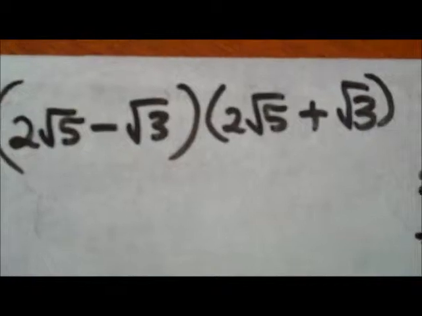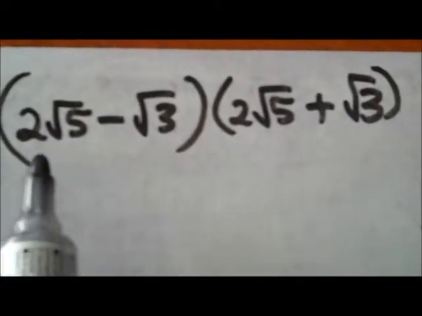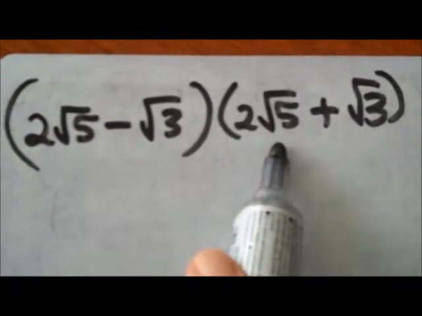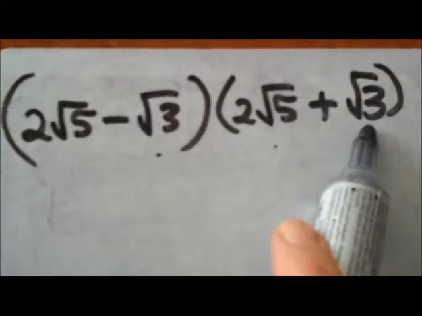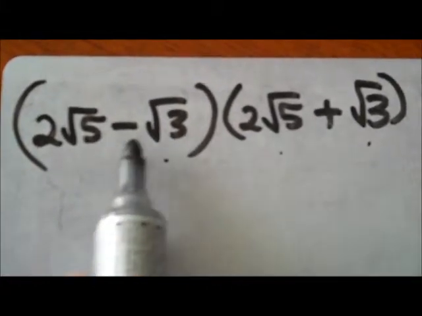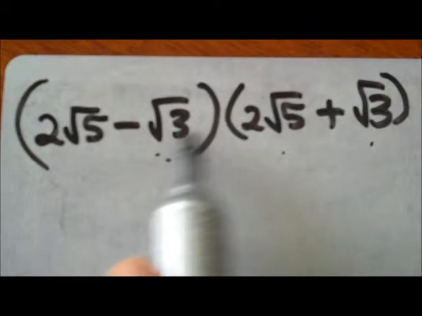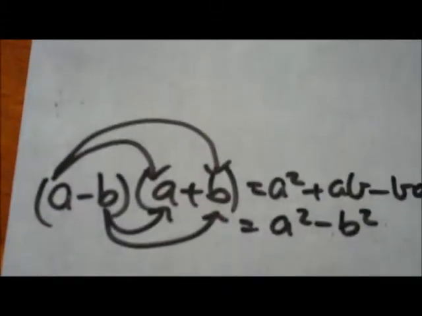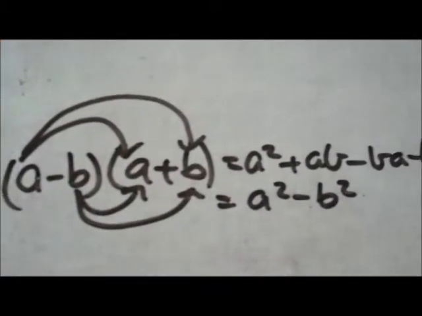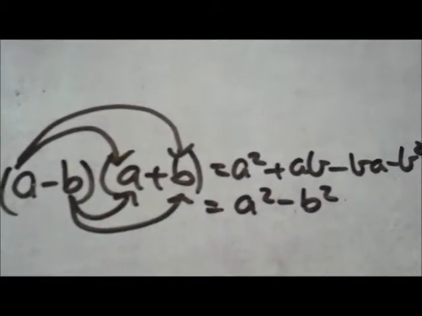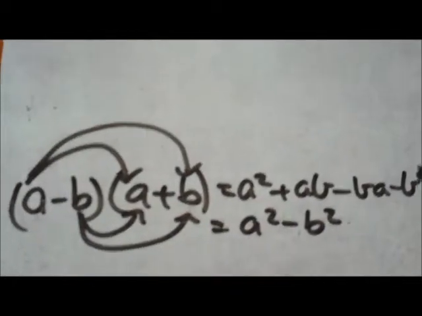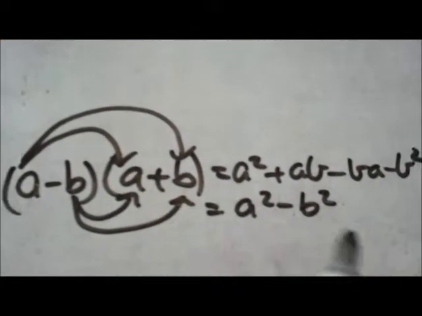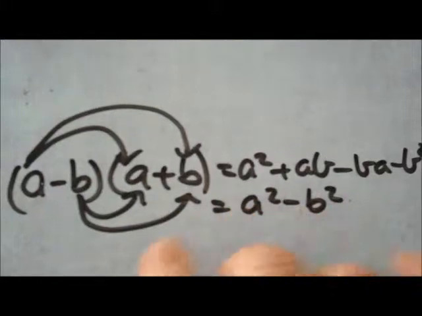Let's have a look at this one. If you look at it, this number and this number are the same. This number and this number are the same. The only difference is one's a plus and one's a minus. Okay? And I don't know if you remember, but it's one that looks like this. A plus B, A minus B equals A squared minus B squared. If you don't remember that one, we'll just go through it the long way and you'll see that it does equal this anyway.